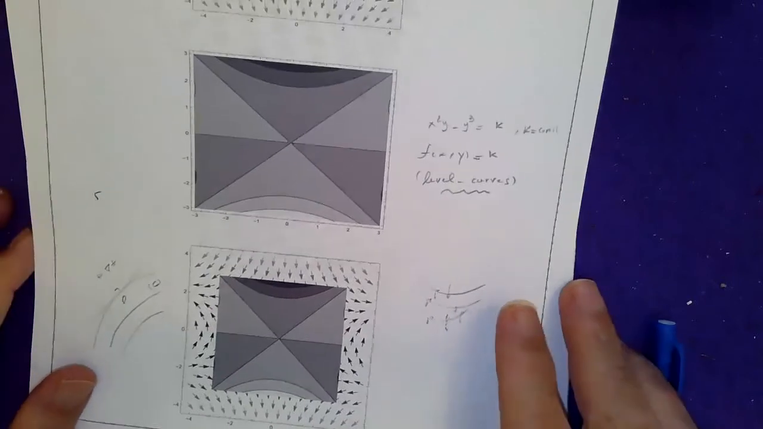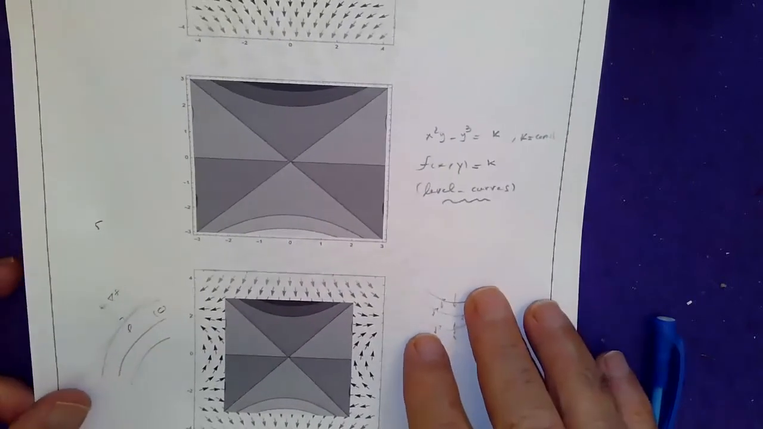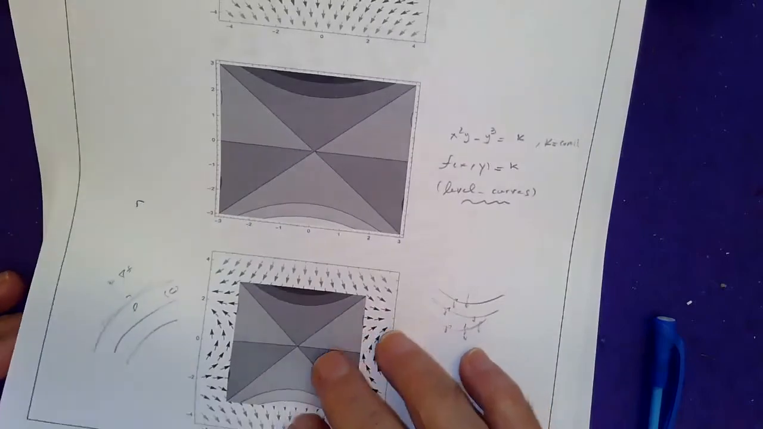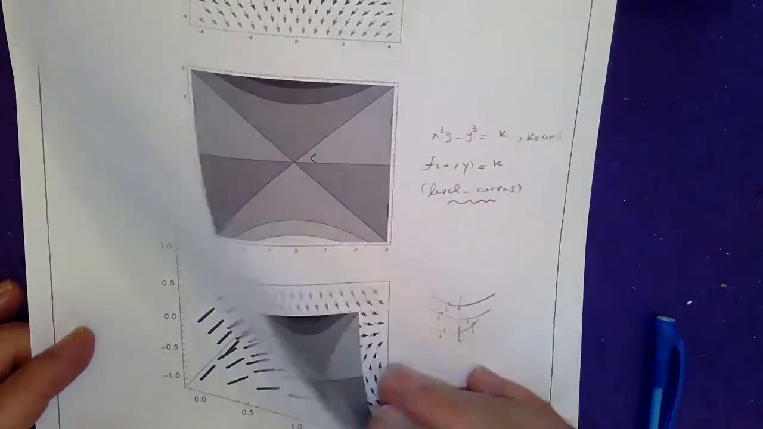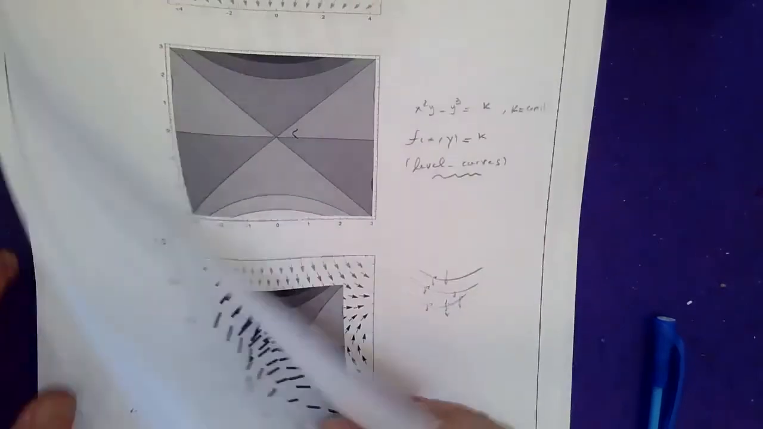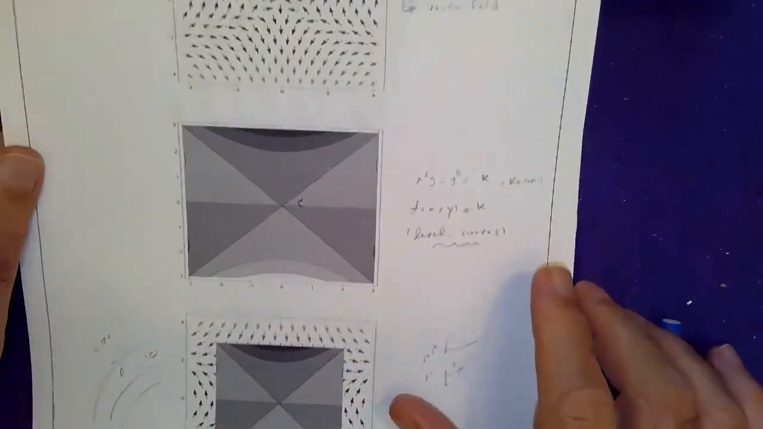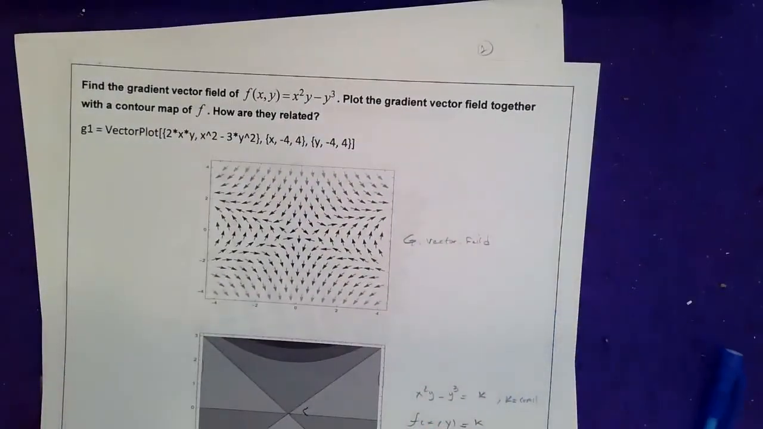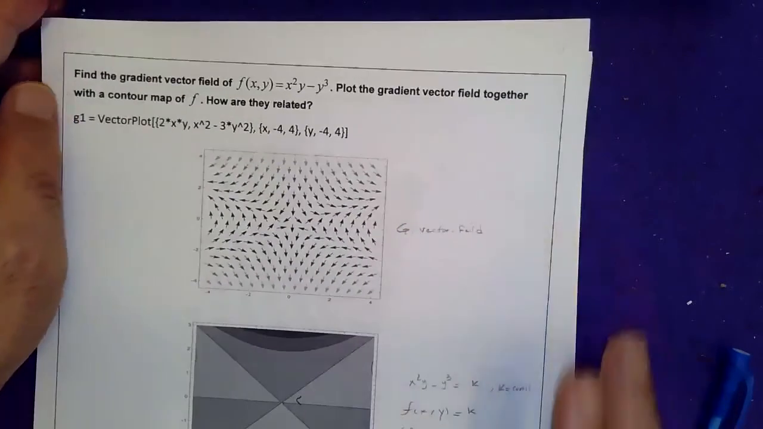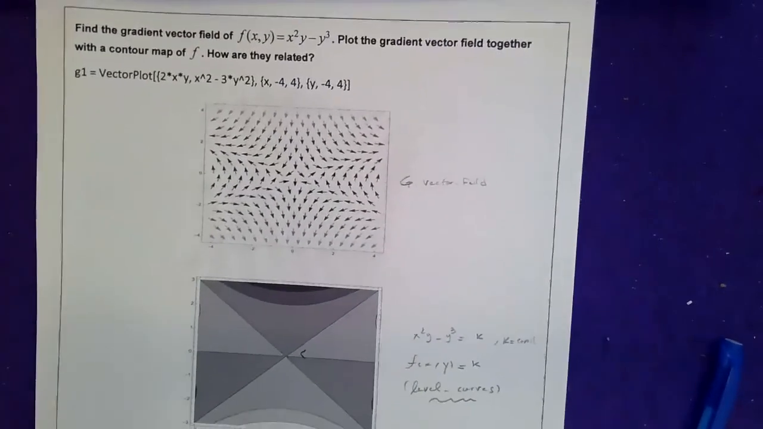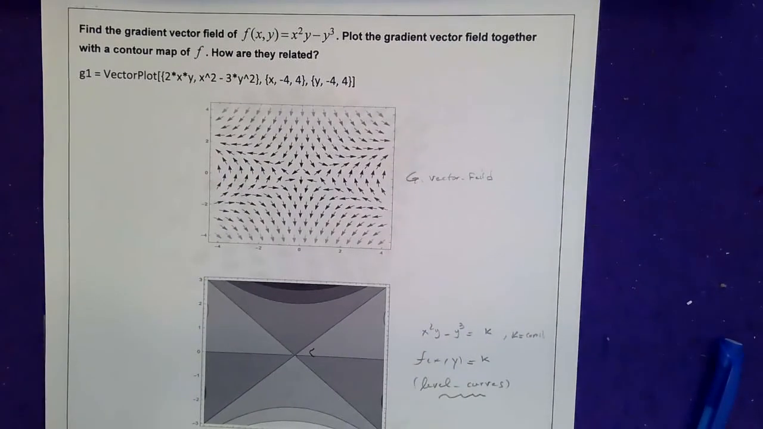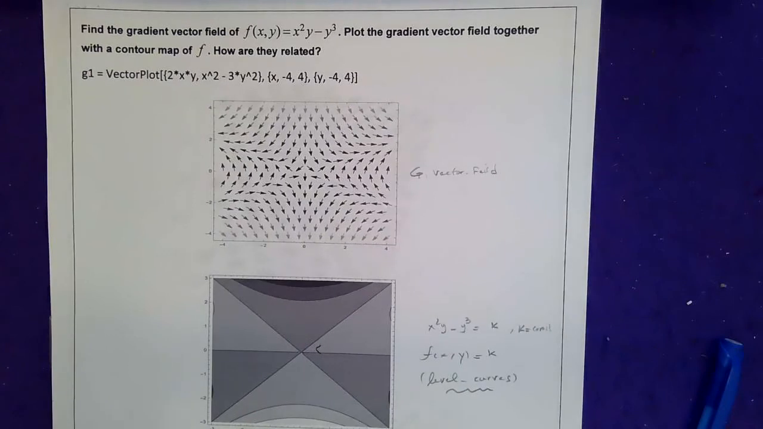So that's primarily a quick overview of what a gradient vector field looks like. And with that said, in the next video we'll talk more about vector fields and their application in real life.